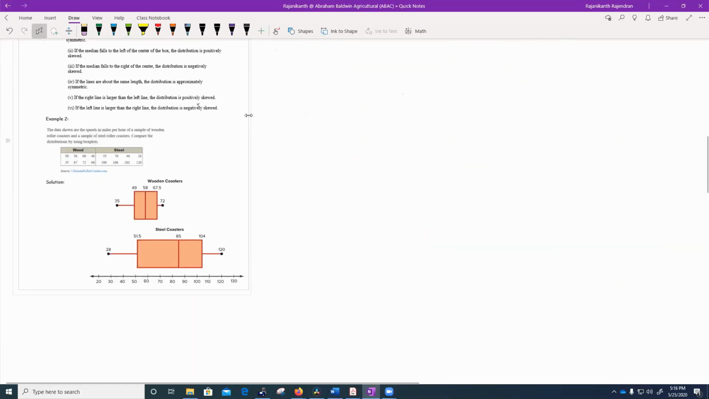Okay, let's look at example 2. The data shows the speeds in miles per hour of a sample of wooden roller coasters and a sample of steel roller coasters. Compare the distributions by using box plots. Basically, you are given two different data sets. So now they're asking us to compare the data distribution by looking at the box plots for each given data set.